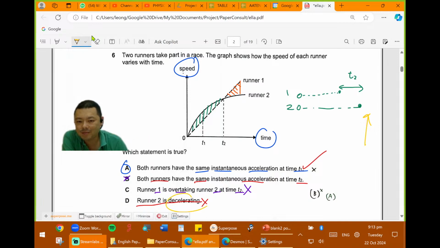Becoming slower. Yeah, so that's the way you describe it, right? Because you describe it as the acceleration is decreasing, okay, but it means that it's still accelerating. So runner two is experiencing decreasing acceleration. You get it? Okay, cool. So that's for number six.